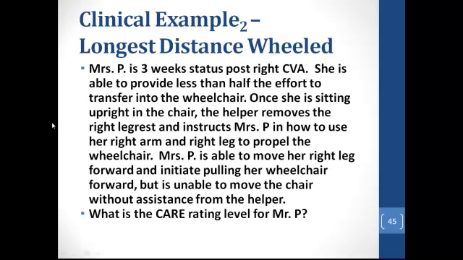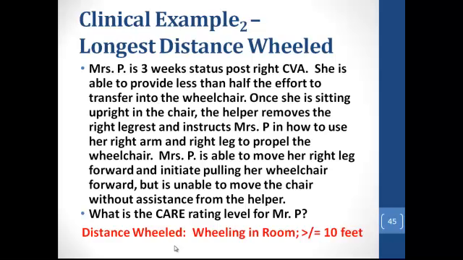What is the care rating level for Mrs. P? The best response would be wheeling in room greater than or equal to 10 feet, and the level of assistance would be dependent. The patient is able to provide some effort to wheel her chair, but is unable to wheel herself more than 10 feet. Therefore, the patient's score is dependent, and you would choose the lowest option available for distance.